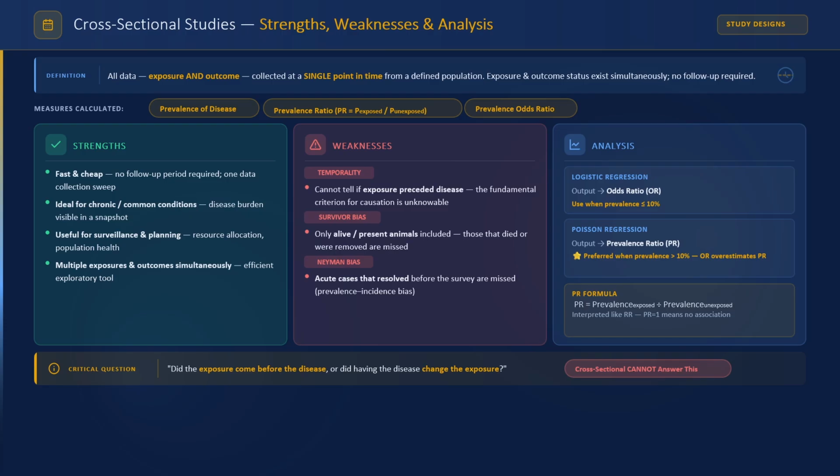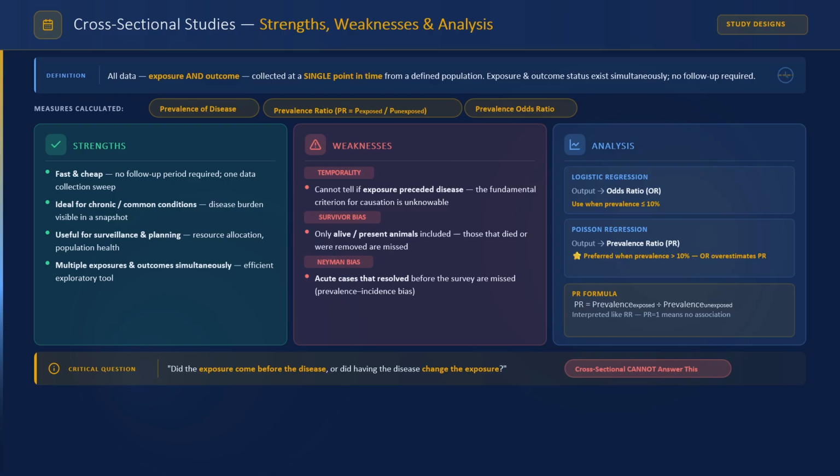First, temporality. You cannot tell whether exposure preceded disease, and temporality is the fundamental criterion for causation. Second, survivor bias. Only the animals still present are counted. Those that died or were culled are invisible. Third, Neyman bias, also called prevalence incidence bias. Acute cases that resolved before the survey never appear.